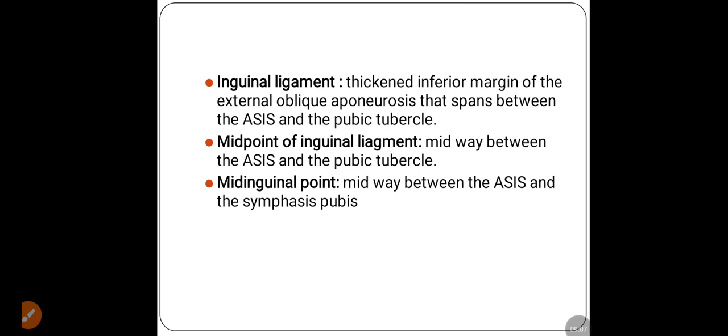Important terminology: midpoint of inguinal ligament. As we mentioned, the inguinal ligament extends between the anterior superior iliac spine and pubic tubercle. When we say midpoint of inguinal ligament, it is midway between the anterior superior iliac spine and pubic tubercle. When we say mid-inguinal point, this is midway between the anterior superior iliac spine and symphysis pubis. Okay?